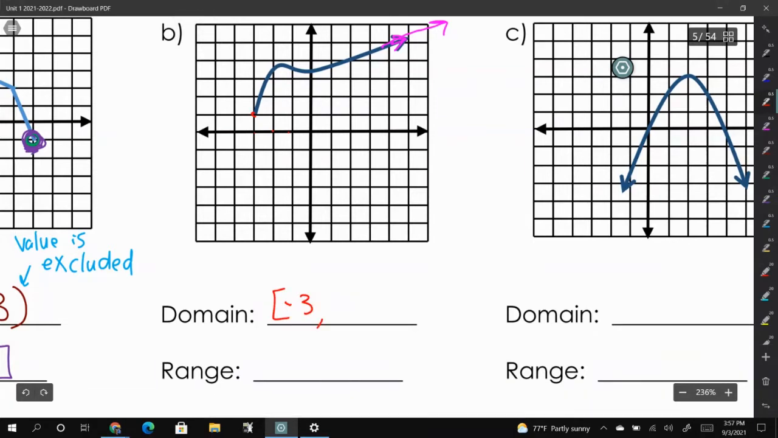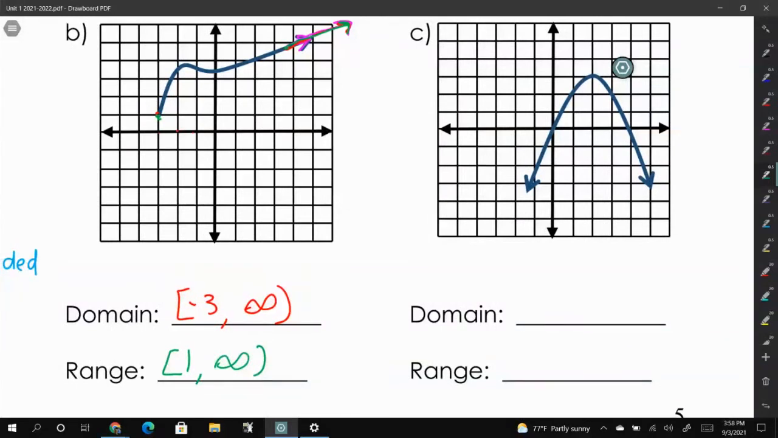Now, the largest x value, if we keep following this, that graph's going to go all the way towards positive infinity. So we write it like that, infinity with a parenthesis, because you can't actually equal infinity. Infinity keeps going on forever, so we always put a parenthesis with infinity. For the range, our smallest y value is positive 1. And again, if we follow this up, the y values are getting higher and higher. So eventually we will also get to positive infinity, and that will, again, have a parenthesis.